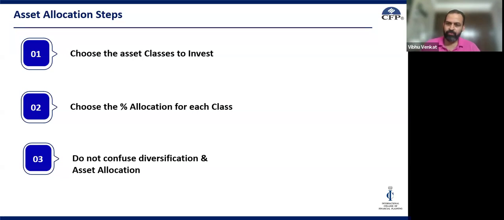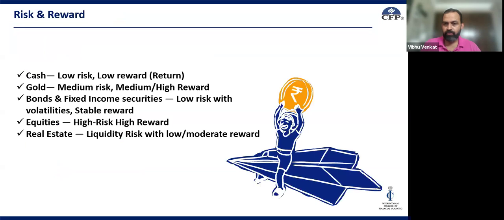Here is where professionals like us come into play and educate them in terms of what is asset allocation and what is diversification. There is a difference between the two. Okay. So now we go on to see the different asset classes that we talked about: cash, gold, bonds, with the amount of risk and the rewards.